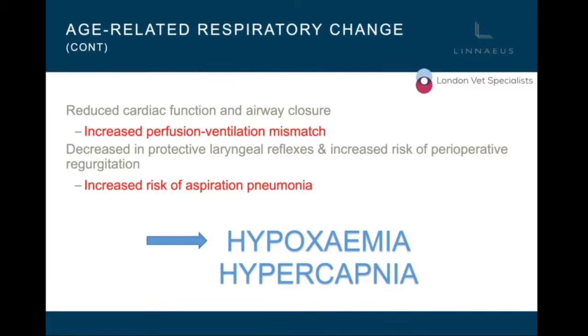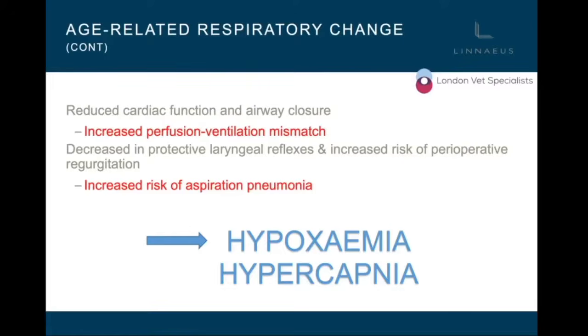In addition to these changes, no one body system is completely isolated. So if we consider the changes that we discussed with the cardiovascular system together with the respiratory system, any reduction in cardiac function may predispose to what we call a perfusion ventilation mismatch. So if you consider the individual alveolus, we would like the blood flow and the ventilation rate to be equal so that gas exchange can occur at an even rate.